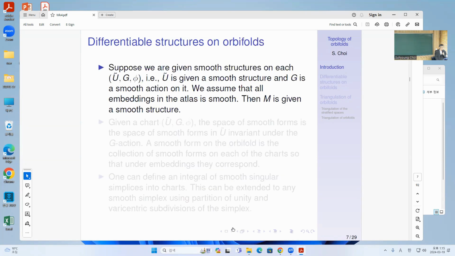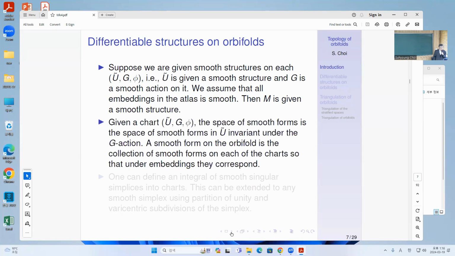Okay, so let's go to the differentiable structures on orbifolds. So suppose we are given smooth structures on each of these model spaces, so U tilde is given a smooth structure, and G is also a smooth action on it, then we assume that all the embeddings in the atlas are smooth, and M is given a smooth structure. So that's the smooth structure on M.